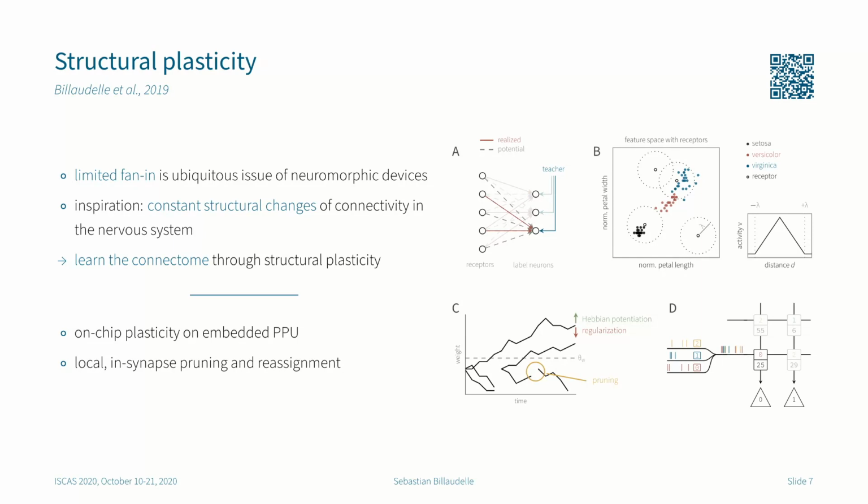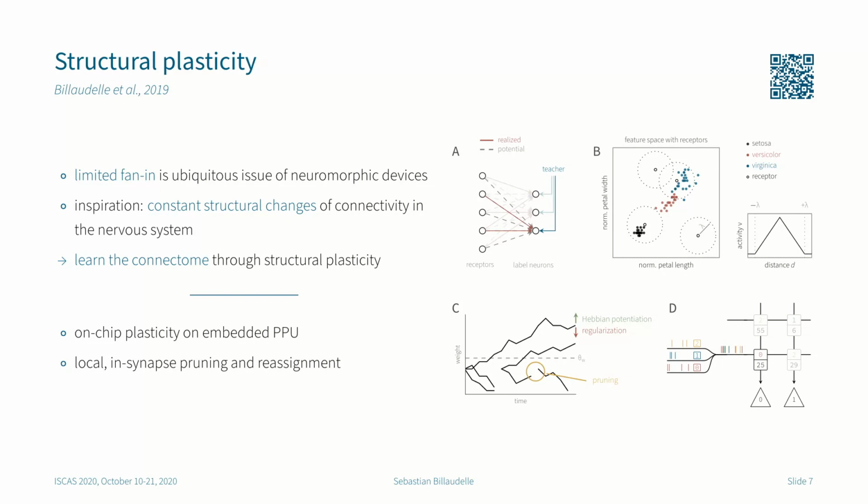We trained this network to classify the iris dataset. For this purpose, we reduced the data to only a two-dimensional feature space, which you can see in panel B. On this plane, we then randomly placed receptors. The connections were learned through Hebbian potentiation and a regularization term which fostered competition between synapses.